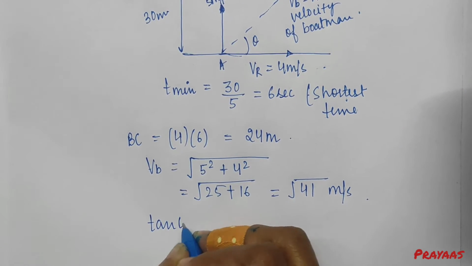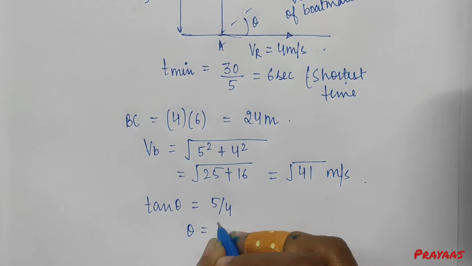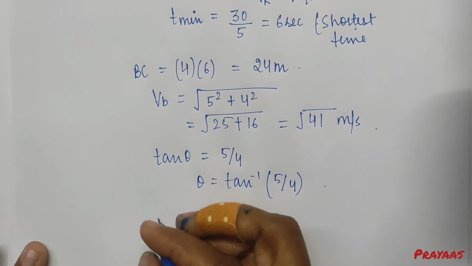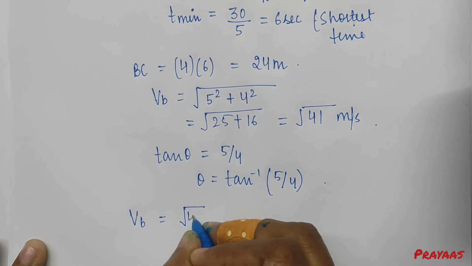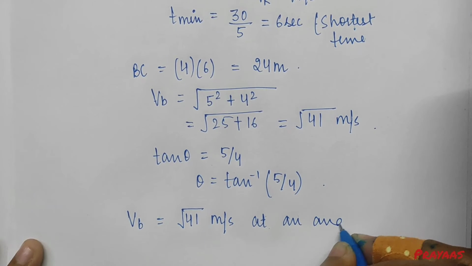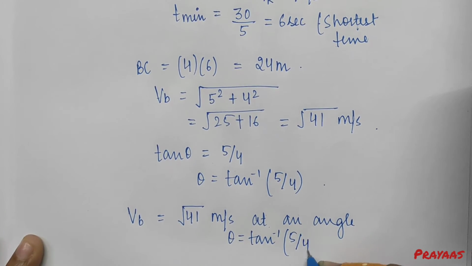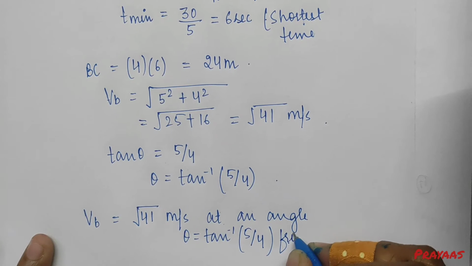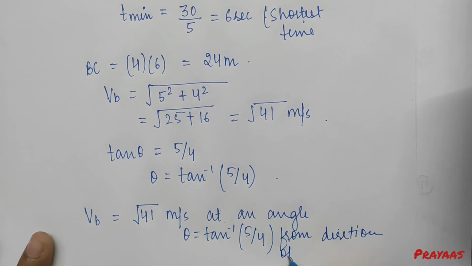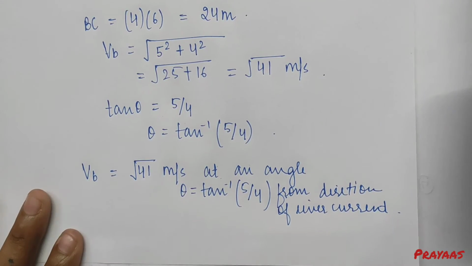For calculating the value of theta, tan theta will be 5 by 4. So theta will be equal to tan inverse 5 by 4. So the net velocity of the boatman VB will be root 41 meter per second at an angle theta equals tan inverse 5 by 4 from the direction of flow of the river, from the direction of the river current. This is the answer for the first part.